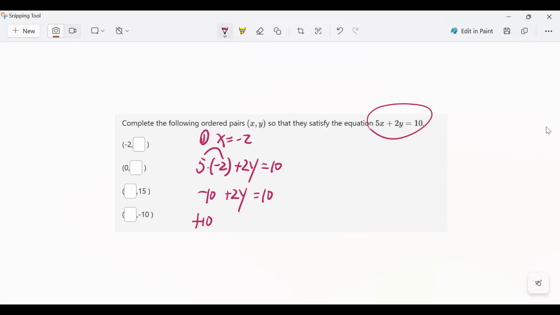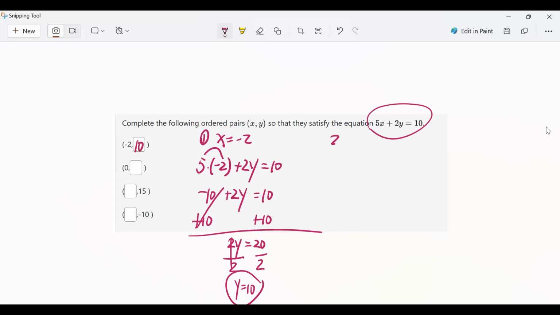Add 10 to both sides of the equation. 2y equals 20. And divide both sides of the equation by 2. y equals 10. So that would be -2, 10. That's the first ordered pair. Second ordered pair, x equal to 0.